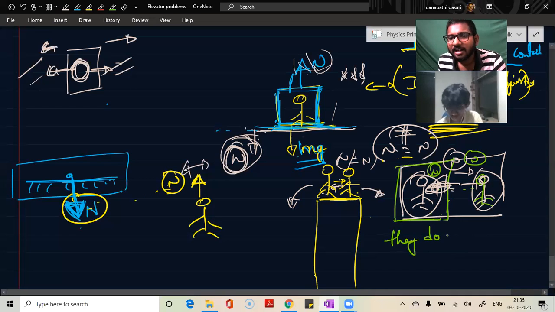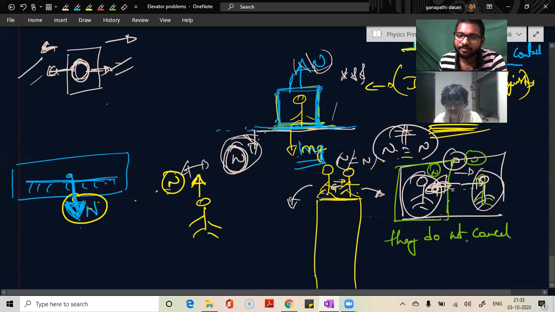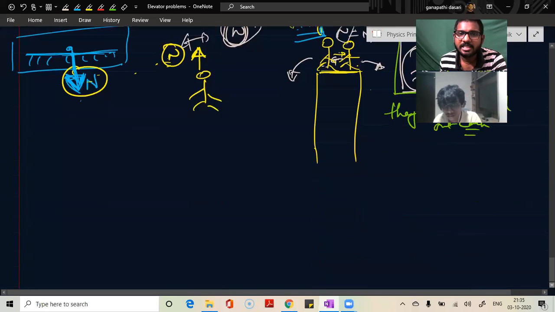In the third law, equal and opposite forces are there. They act equally and opposite, but they do not cancel out each other because they act on two different bodies. This is important.